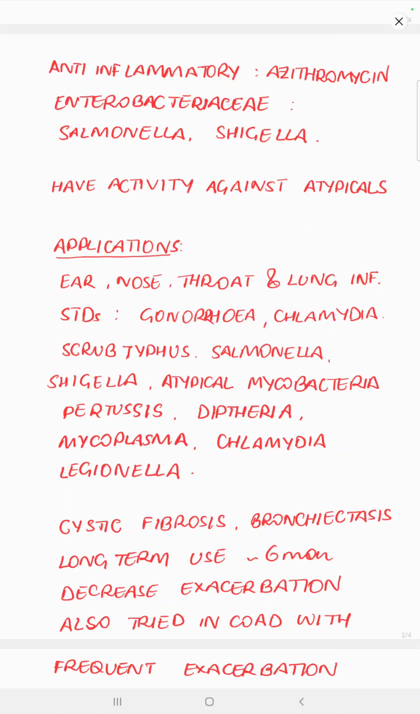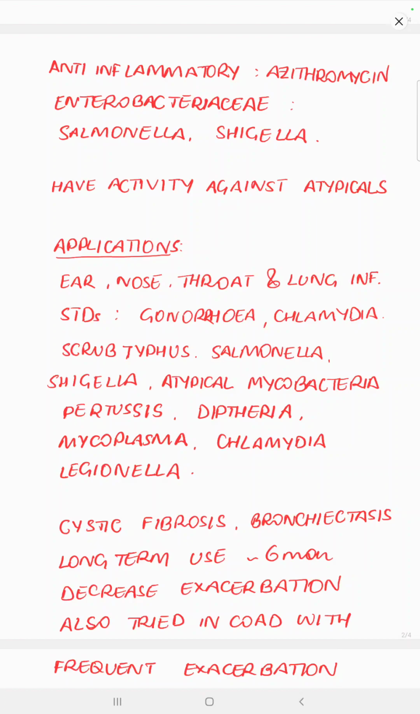community-acquired pneumonia. If you look at the clinical applications where we use macrolides, it's ear, nose, throat, and lung infections, mainly for their cover of streptococcus and of the atypicals, and also Haemophilus influenzae. In the STDs, it has activity against gonorrhea and chlamydia, and is generally part of an empirical therapy for STDs. Azithromycin here can be used as a single 1 gram dose.